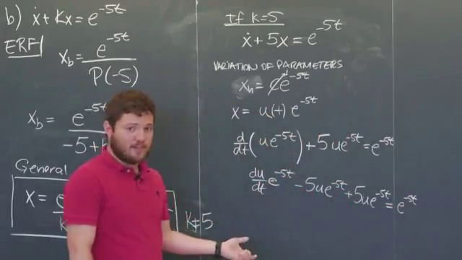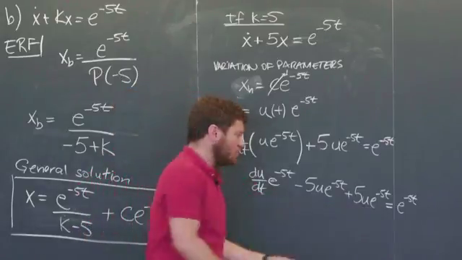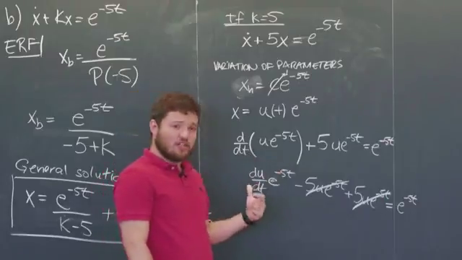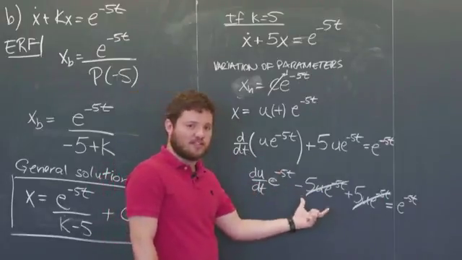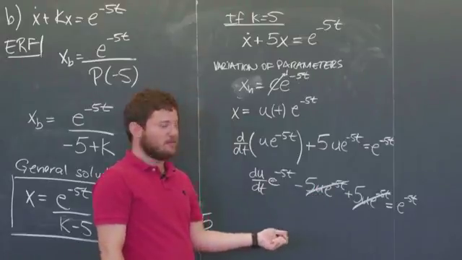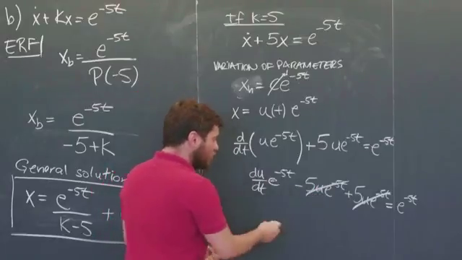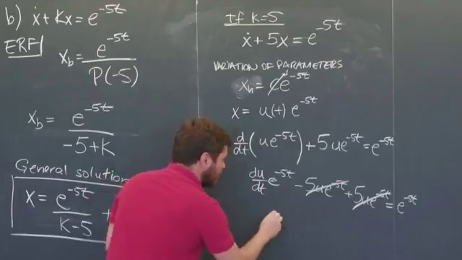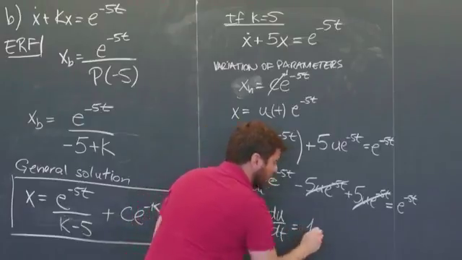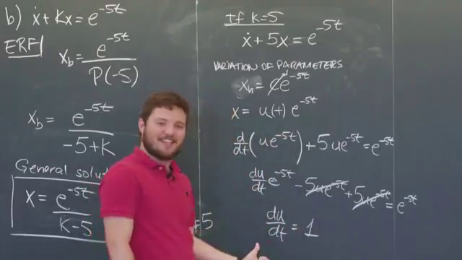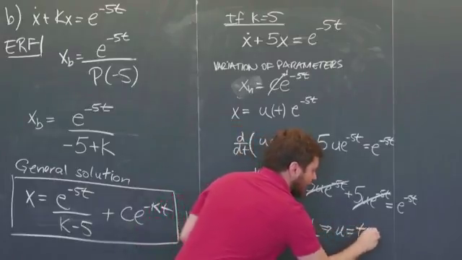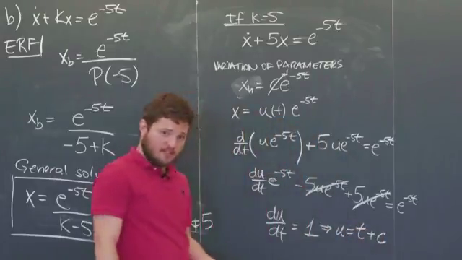As it always happens in the method of variation of parameters, these two terms cancel out, because the product rule makes sure that the homogeneous part of the equation is guaranteed. So this cancellation is normal in the method of variation of parameters. Now, if we multiply both sides by e to the 5t, we get that du dt is equal to 1. And this is a quite easy differential equation. We just get that u is equal to t plus a constant c.